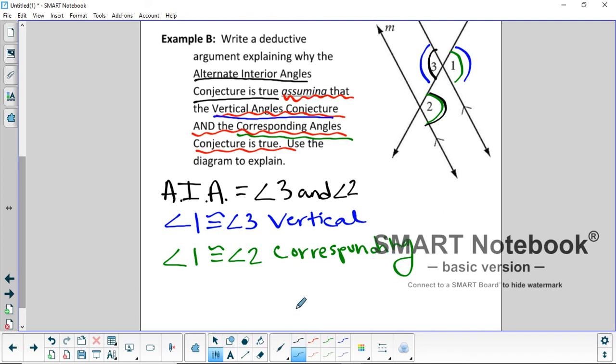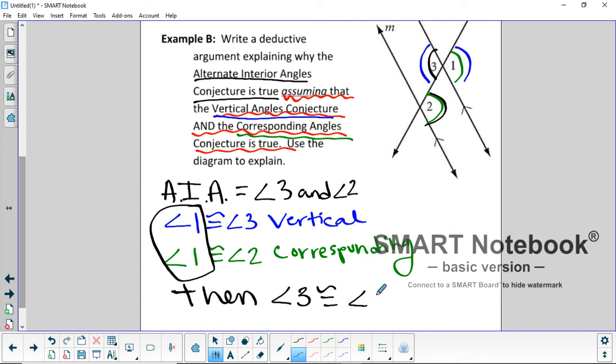Now, if I look at those two pieces of information, they both have angle 1 marked the same here. And if both angle 3 and angle 2 are the same size as angle 1, then angle 3 must be equal to angle 2.